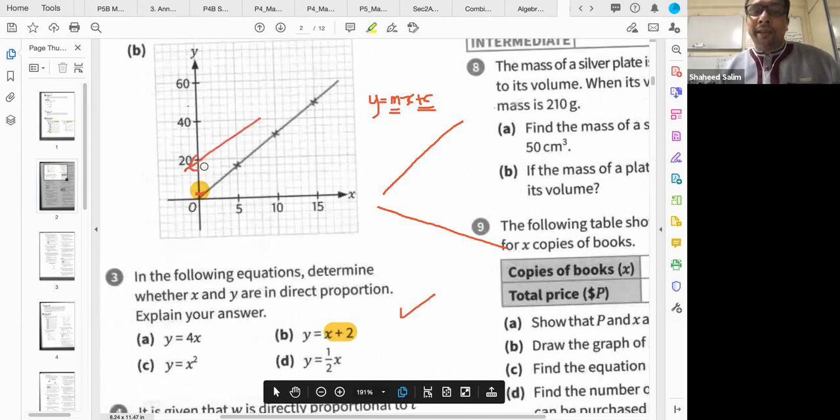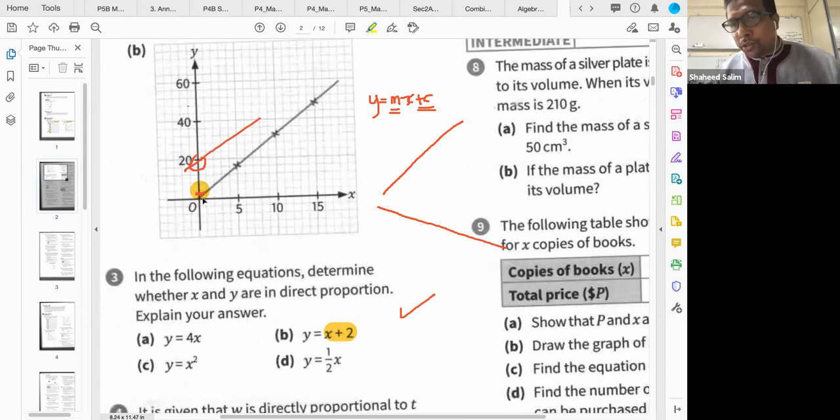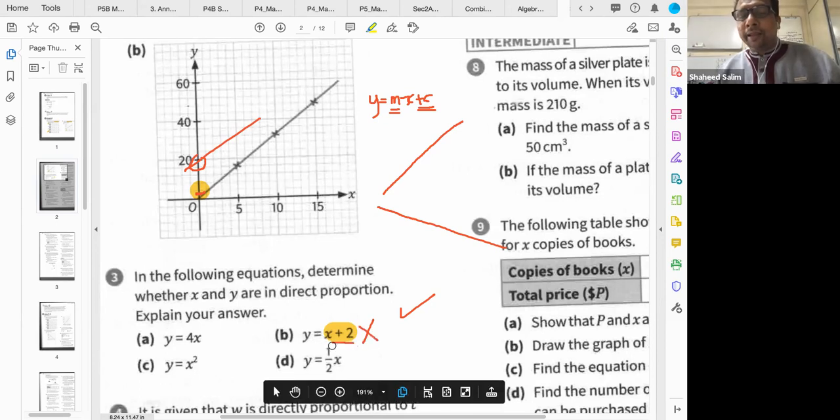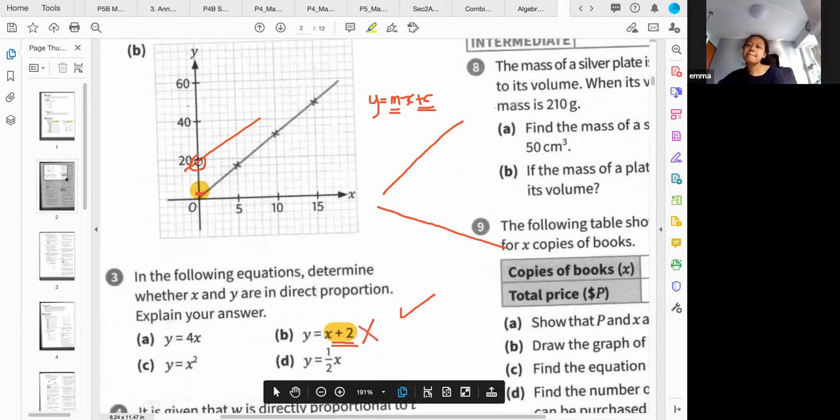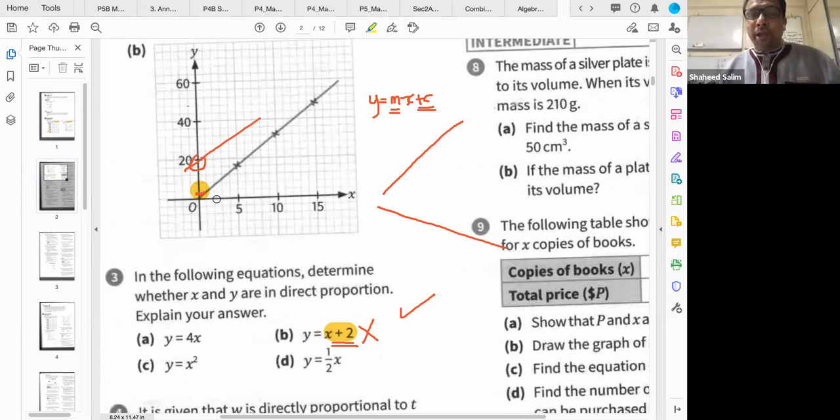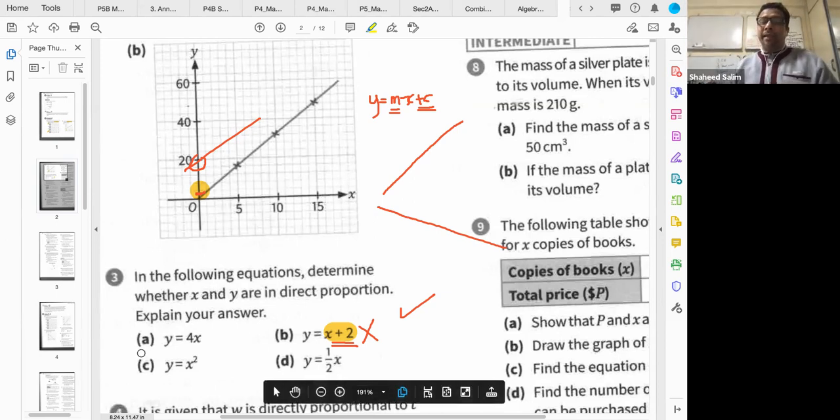When it cuts at 20, can it pass through the point of origin? Cannot, right? So you know this one is out. Why? It's cutting not at the point of origin. So in order for it to cut, you must have plus 0, something like that. So now, do you think A? So this one you are clear is not in direct proportion, right? Is A in direct proportion?